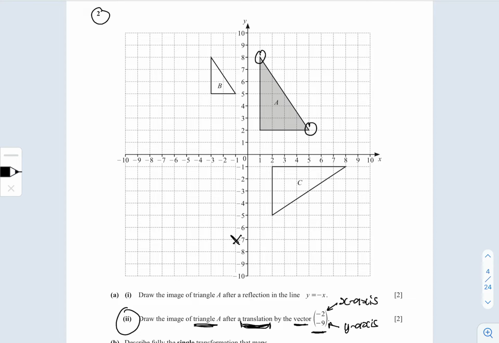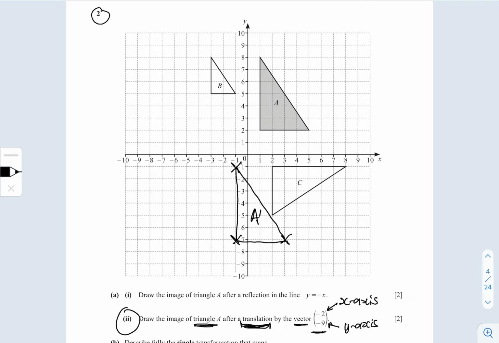So now let's look at the second point. 1, 8. You go 2 to the left, and 1, 2, 3, 4, 5, 6, 7, 8, 9 down. -1, -1. And let's look at the final point. 2 to the left and 1, 2, 3, 4, 5, 6, 7, 8, 9 down, which is this point here. Therefore, by joining the triangle points together, you get the image. And this is the answer for 2a part 2.